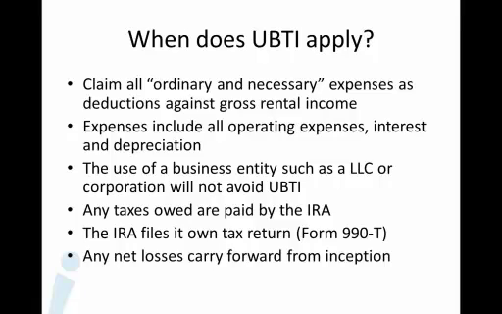So what will happen? Well, the IRA itself will file its own tax return. That's this Form 990-T, and any taxes that are owed on that $5,000, or whatever the net profit happens to be during the year, those taxes are paid by the IRA. So you, as the IRA owner or the beneficiary of the IRA, you do not pay the taxes. The IRA itself will pay that tax.